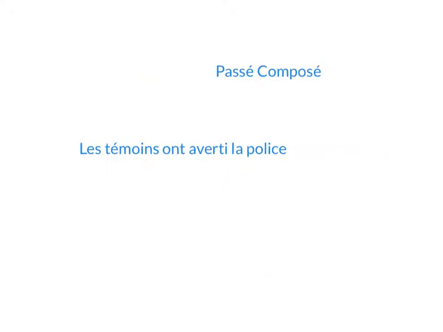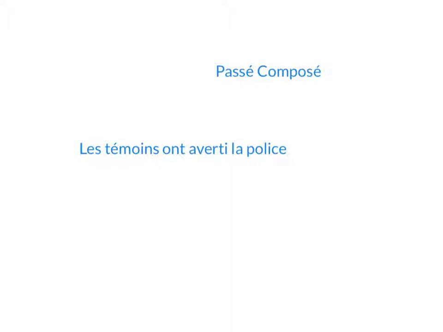Our second example is in the passé composé, so the perfect tense. Again, I've got my active sentence here, which says les témoins ont averti la police, and ont averti is in the perfect tense. So what I want to say now is that the police has been called. So I'm going to need to put my être into the perfect tense. I'll let you think about it for a couple of seconds.